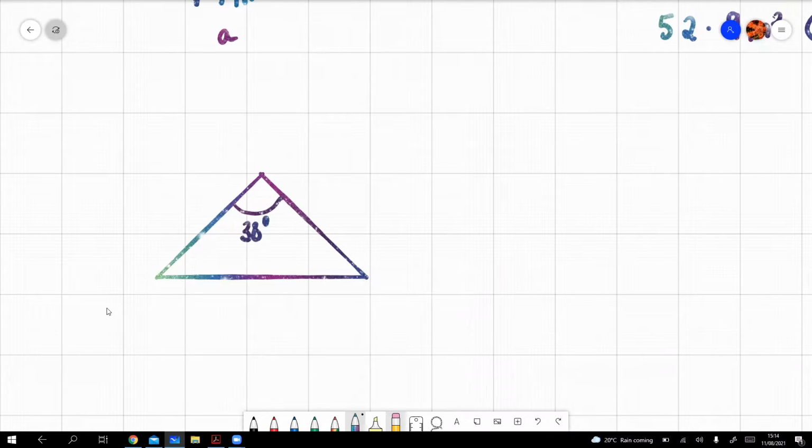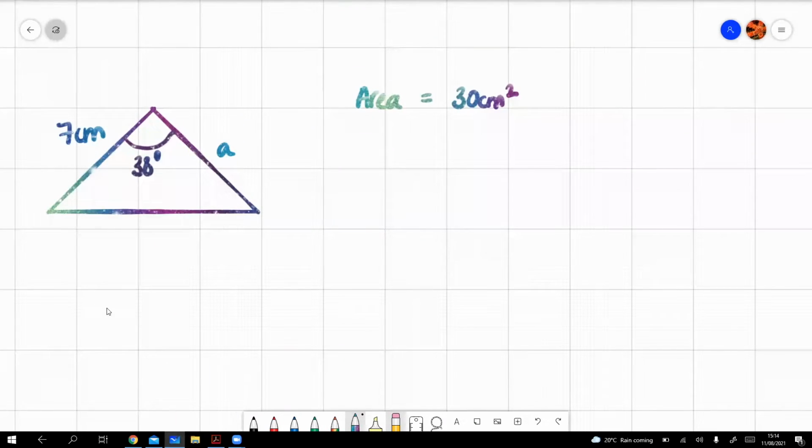Okay, that side there is 7 centimeters. That side there is A. Okay, we are given the area, which is 30 centimeters squared, and we have to work out the side that is A. Okay, so let's have a look then.